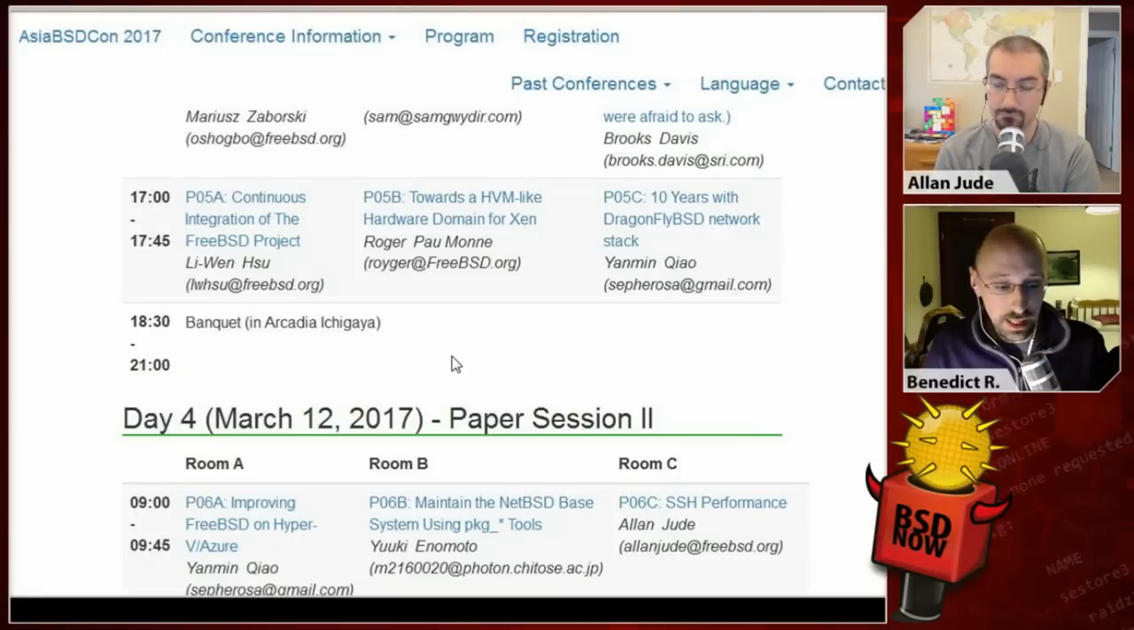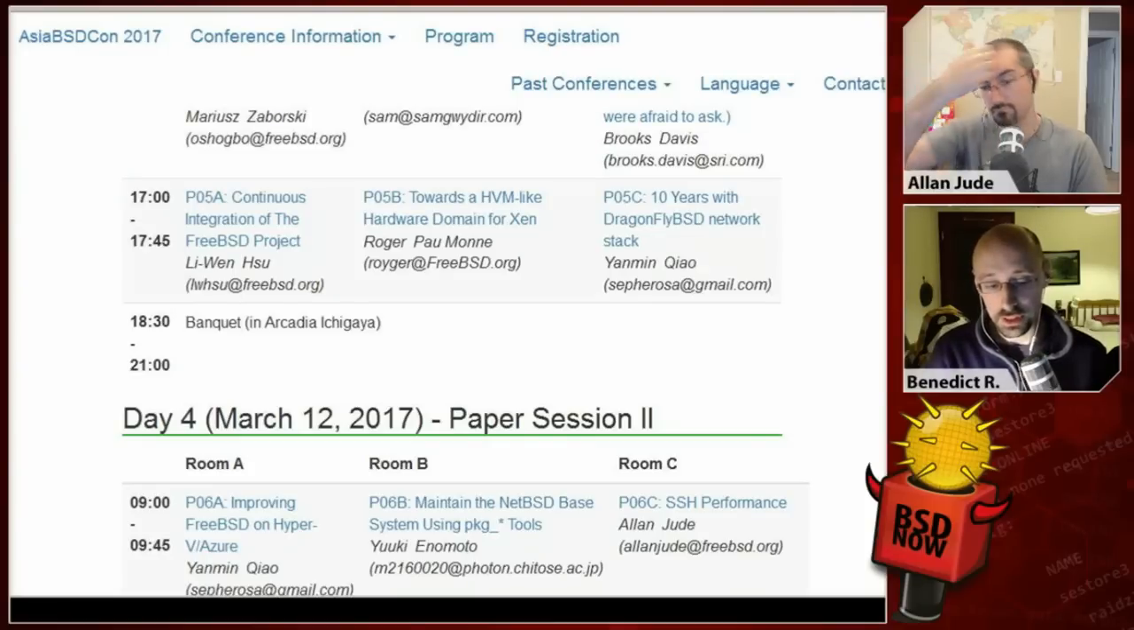That's that talk slot. And the next one was Li Wen with Continuous Integration of the FreeBSD Project, giving an update on how far we are already with our continuous integration work, with our Jenkins efforts, and basically a status update and new things that we are trying to implement in the next couple of months.